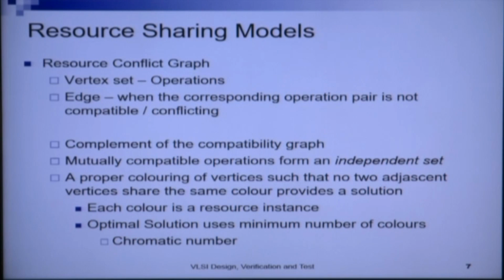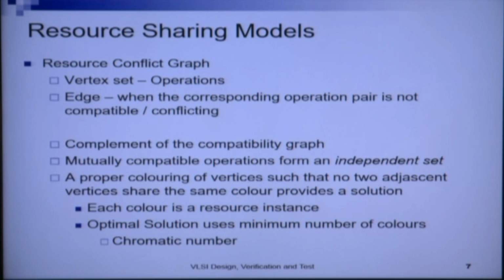The second resource sharing model is the resource conflict graph. The resource conflict graph has the same vertex set as the compatibility graph, so its vertices are also the operations of the operation constraints graph. What are the edges? There is an edge between two operations if they are not compatible. That means in the compatibility graph, 2 operations shared an edge if they were compatible. In the conflict graph, 2 operations share an edge if they are not compatible. Hence, the conflict graph is a complement of the compatibility graph.